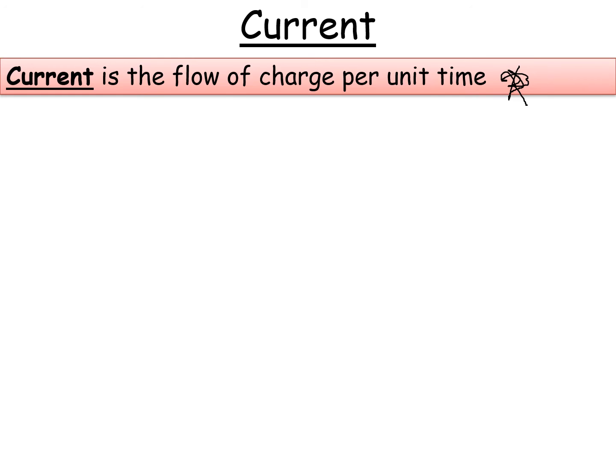I'm now saying to you the proper definition is a flow of charge per unit time. And that's really important. So that's a word definition. There is also an equation definition. And the reason why we have an equation definition is because maths is the language of physics. It's how we describe things in a really formal and technical way.